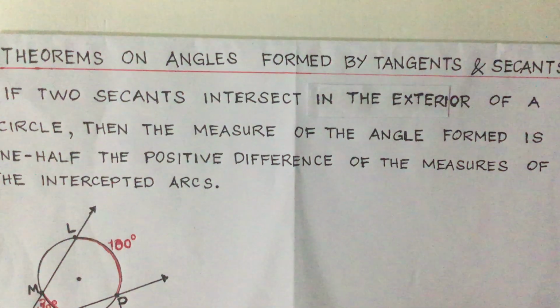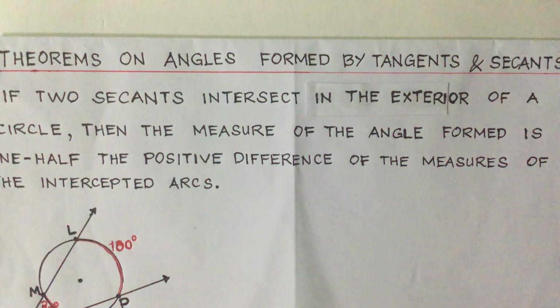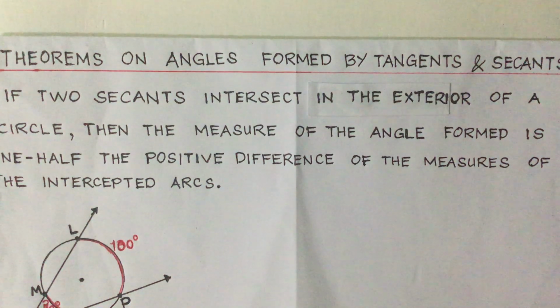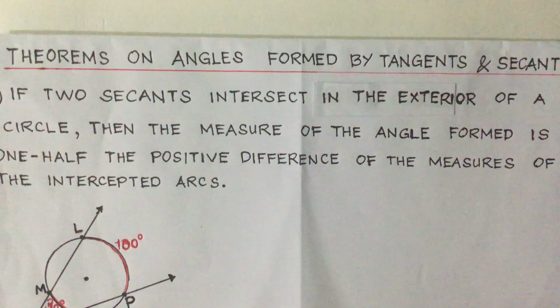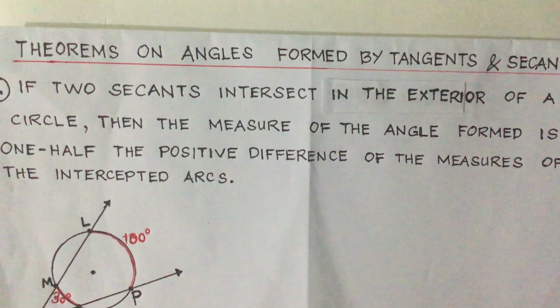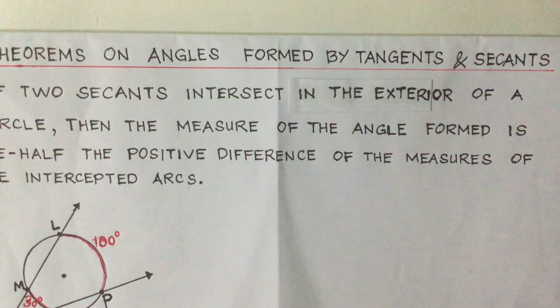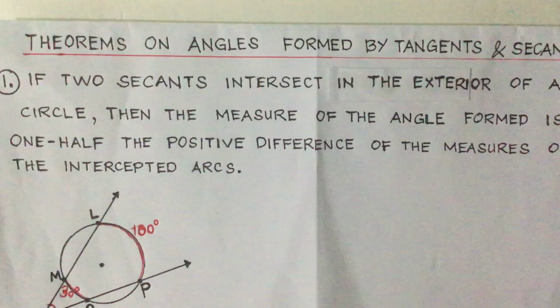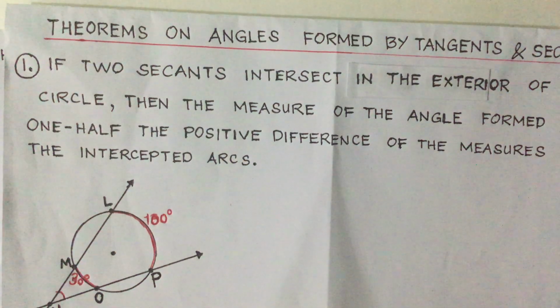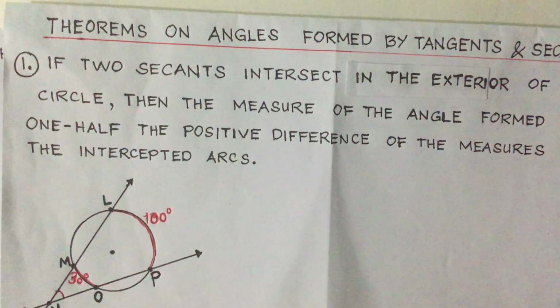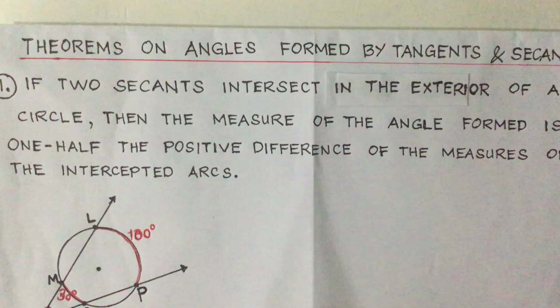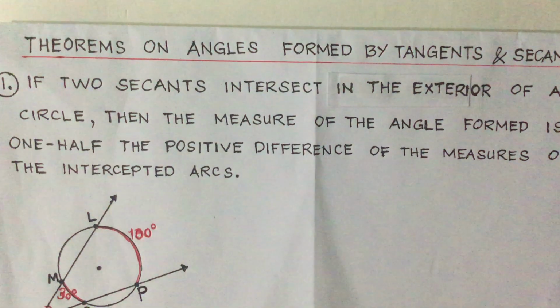Okay, hello everyone. So, muna ang continuation sa topic about tangents and secants on a circle. So, we have theorems to follow, theorems on angles formed by tangents and secants. There are 5 theorems to follow: the first theorem, second, third, fourth, and fifth. So, let's have first the first theorem.